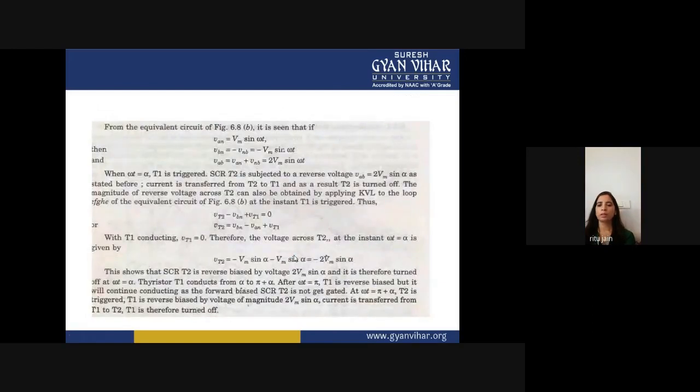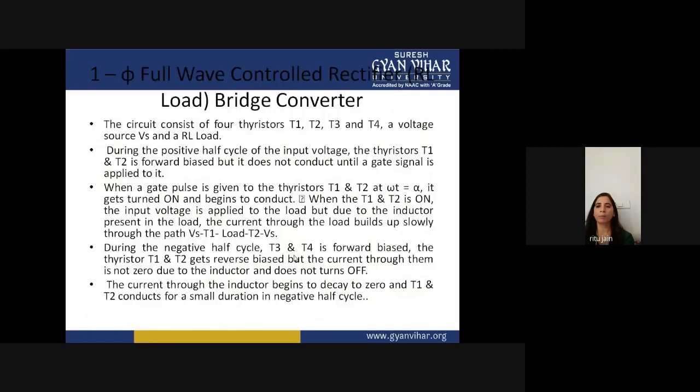So this shows that the SCR T2, when it is reverse biased, has the voltage 2 Vm sin alpha appearing across it, and it is therefore turned off at omega t is equal to alpha. So thyristor T1 conducts from alpha to pi plus alpha. After omega t is equal to pi, T1 is in reverse bias, but it will continue conduction due to forward bias. SCR T2 is not triggered, and an inductor is also present in this load. So at omega t is equal to pi plus alpha, T2 is triggered and T1 becomes reverse biased. And the voltage which is appearing across T1 is equal to 2 Vm sin alpha.